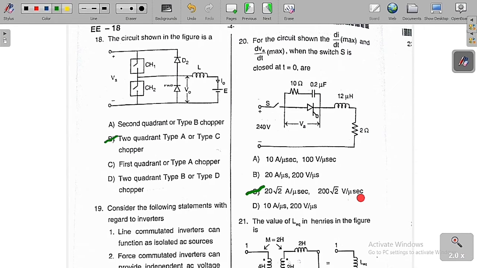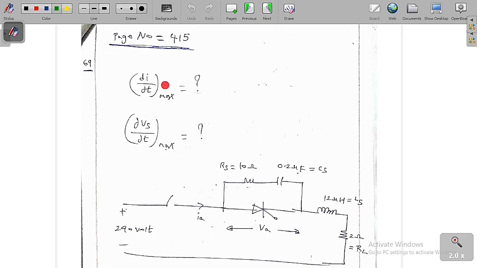So let's solve this numerical. I have drawn the circuit diagram here again. You can see clearly this is the 240 volt supply, this is the switch S. We are going to close it at t is equal to 0, and this is the thyristor, and let me assume the current in the circuit is IA. This is called VA, the voltage across this thyristor.